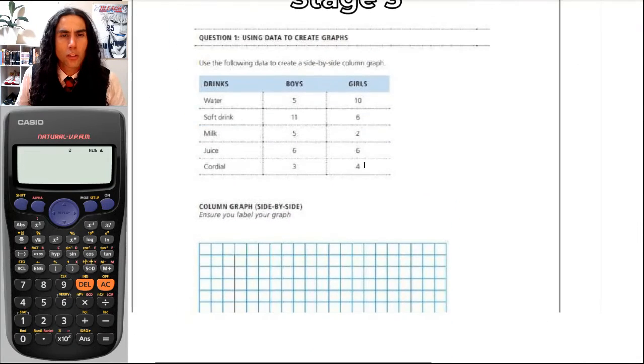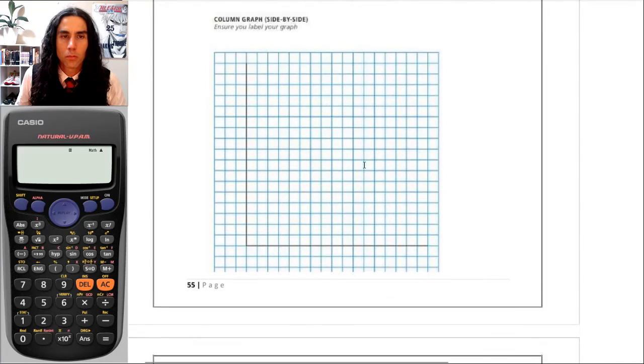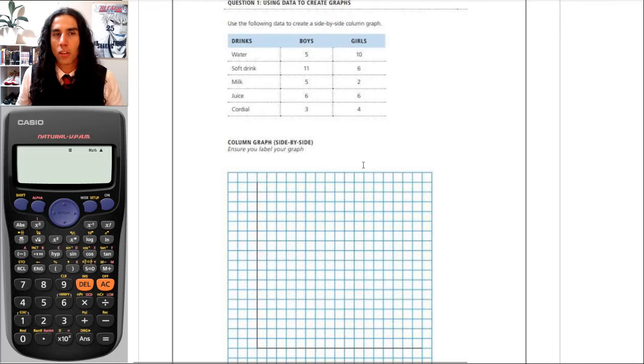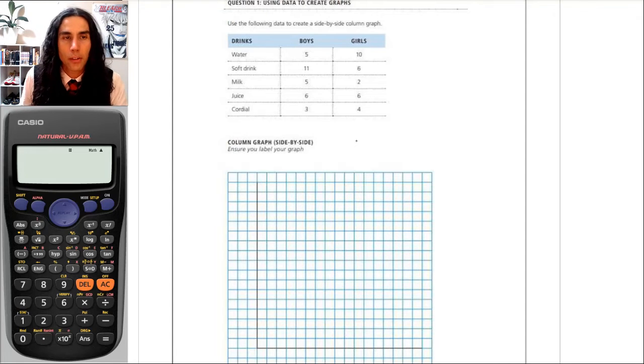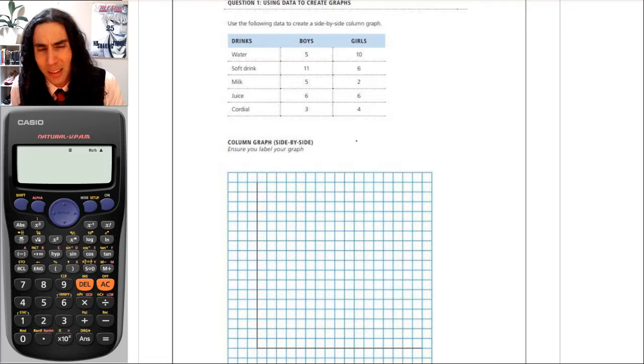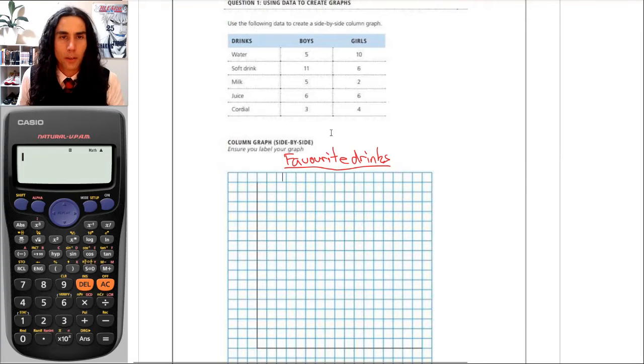Ooh, side-by-side column graph. So side-by-side. I don't know, we want the columns touching each other, I guess is what they mean. So I'm going to label it drinks. We don't know anything about it, whether it's the boys and girls drinks, and we need a title. I'm going to assume it's favorite drinks. But that's dangerous. Really, what you should do is ask the person who gave you this data, what's going on?